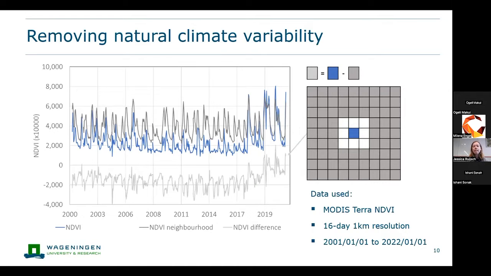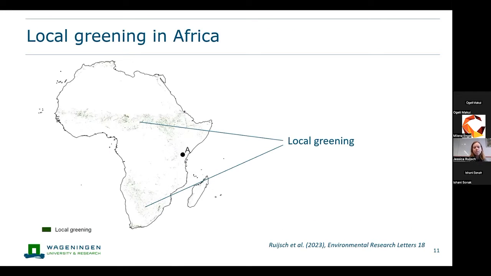And then you see that also for this area, you see an increase in the vegetation greenness compared to surrounding areas. So if you apply this method to the whole of Africa, then you get this map, and these green areas are regions that show increases in vegetation greening compared to surrounding areas.